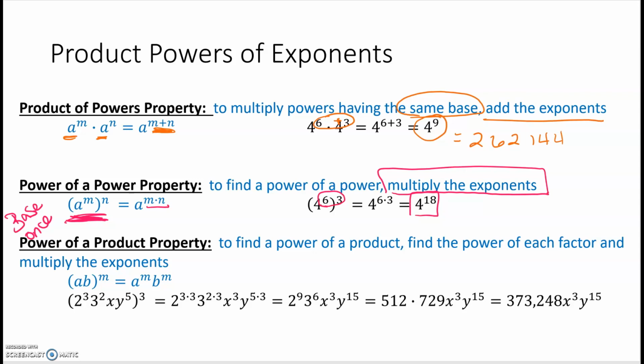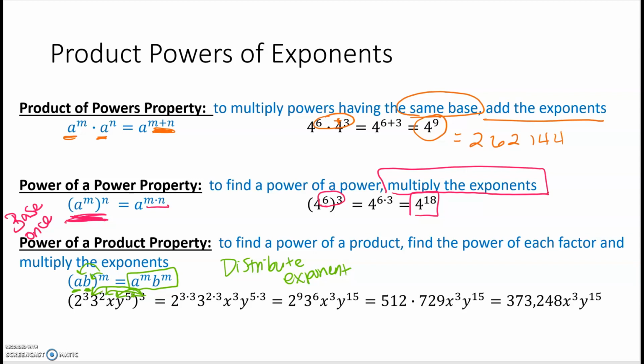And the last thing we need to talk about is a power of a product. Notice that you have two different bases inside this set of parentheses. So I have an a and a b. And notice what's happening to those. Each of them gets this exponent. It's kind of like distributing, but you're distributing an exponent.